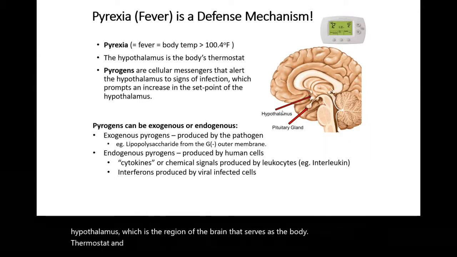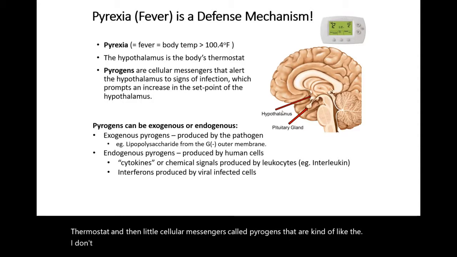then little cellular messengers called pyrogens that are kind of like the, trying to be clever.